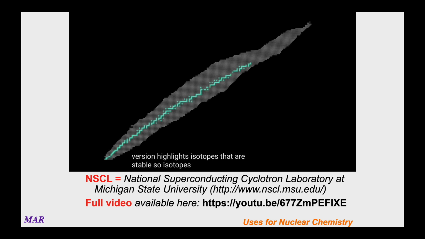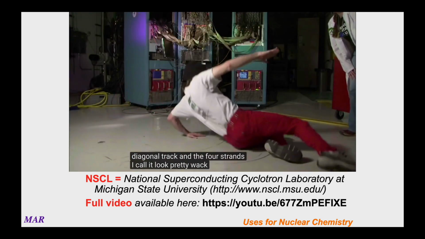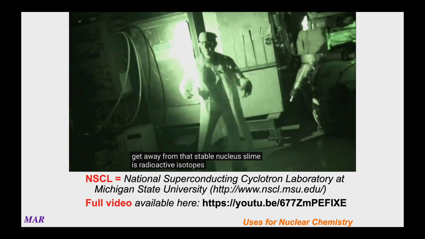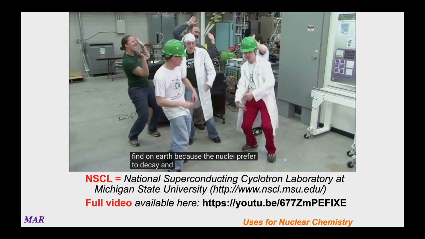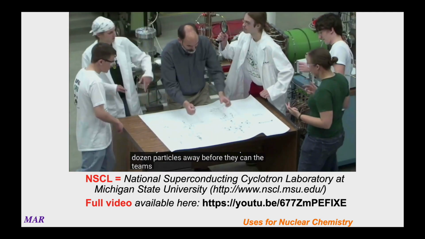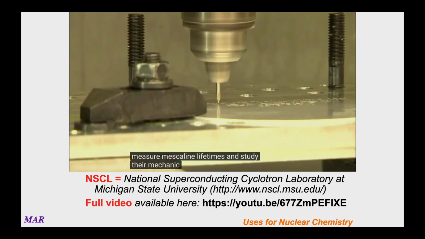The isotopes we know are on a diagonal track, and at first glance, I thought it looked pretty whack. But as you get away from that stable nucleus line, there's radioactive isotopes we don't usually find on Earth, because these nuclei prefer to decay into more stable isotopes by tossing particles away before they can. The teams here check out their dynamics, measure masses and lifetimes, and study their mechanics.